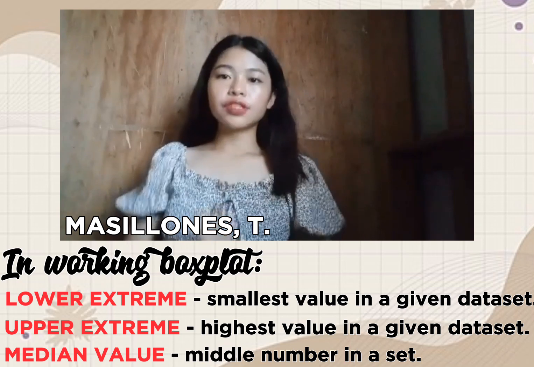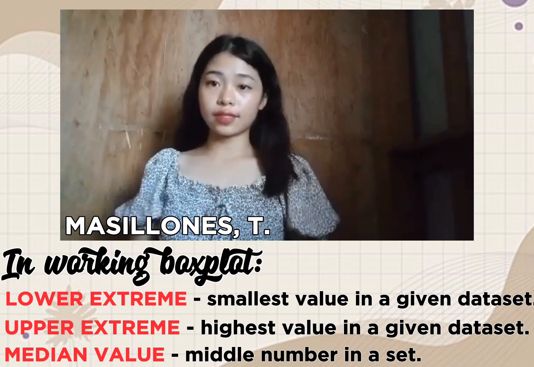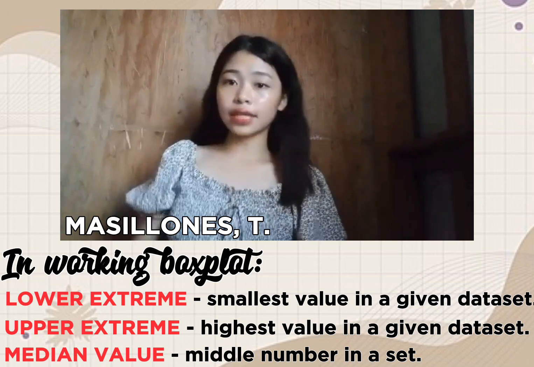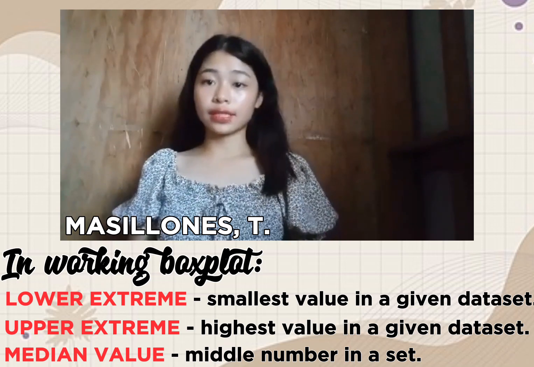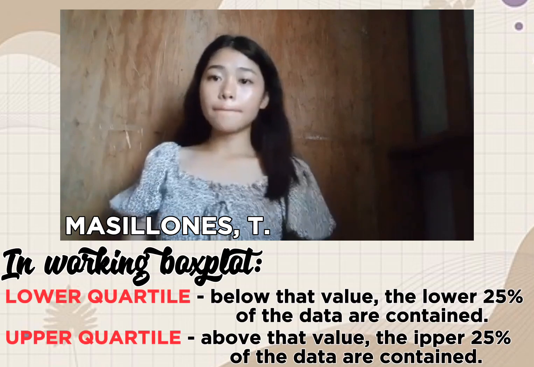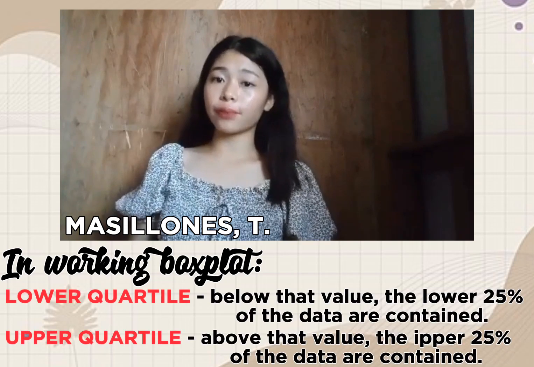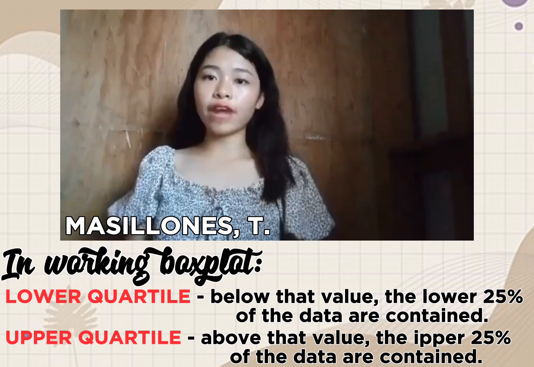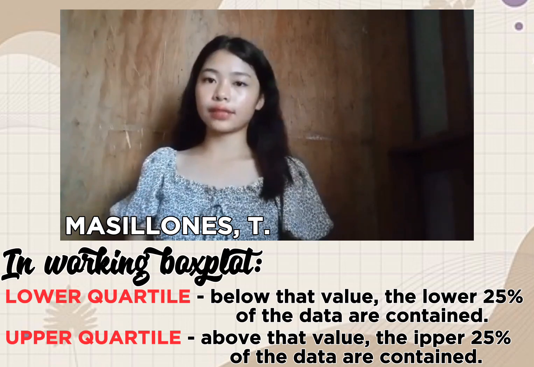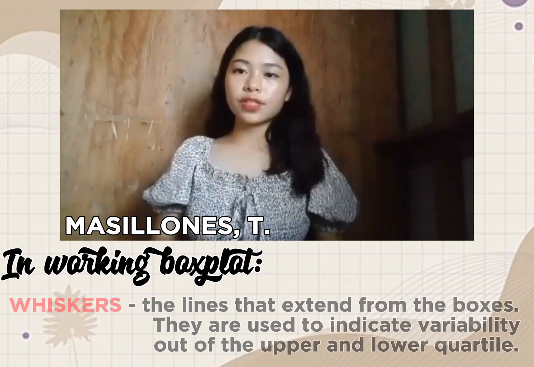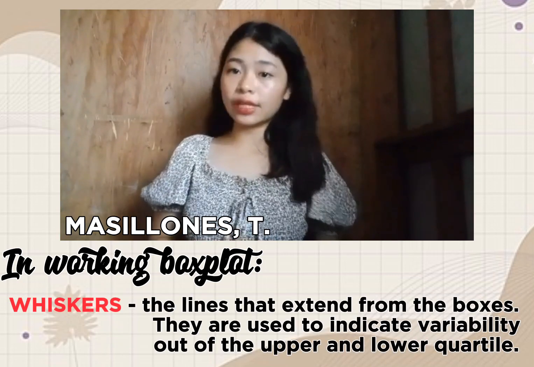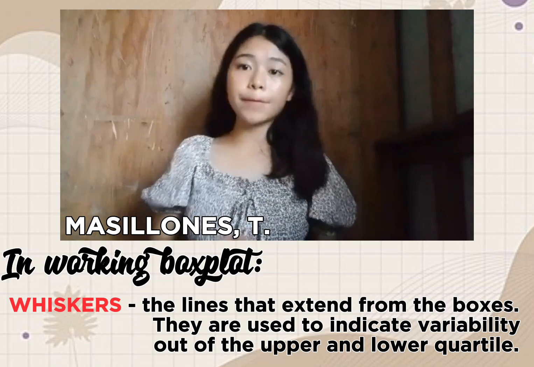Lower extreme, the smallest value in a given dataset. Upper extreme, the highest value in a given dataset. Median value, the middle number in the set. Lower quartile, below that value, the lower 25% of the data are contained. Upper quartile, above that value, the upper 25% of the data are contained. Whiskers, the lines that extend from the boxes, are used to indicate variability outside of the upper and lower quartile.